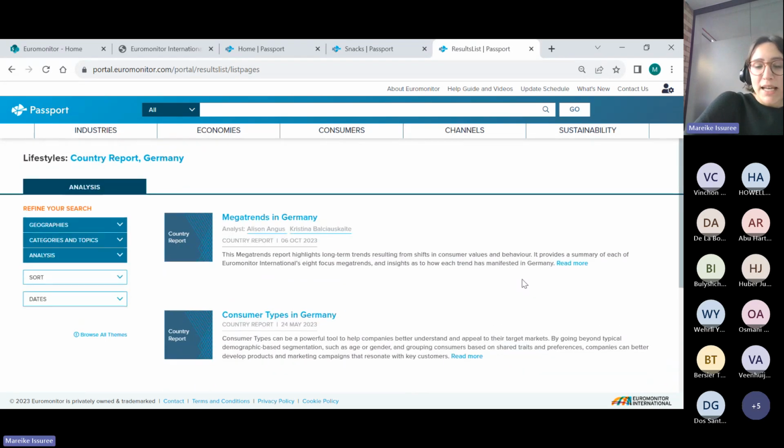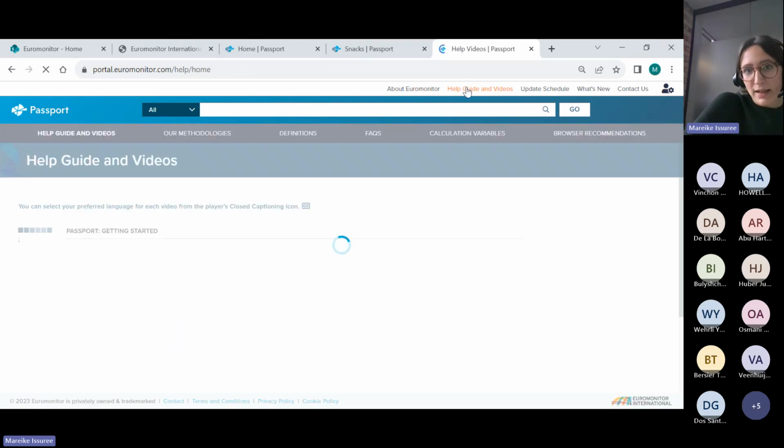And if you need any further help in navigating in Passport or finding out about definitions, about our research methodology, the best place to find all of this is our help section at the top. So this is normally where I would go if I get a question and I don't know the answer, because it will normally always give me an answer.